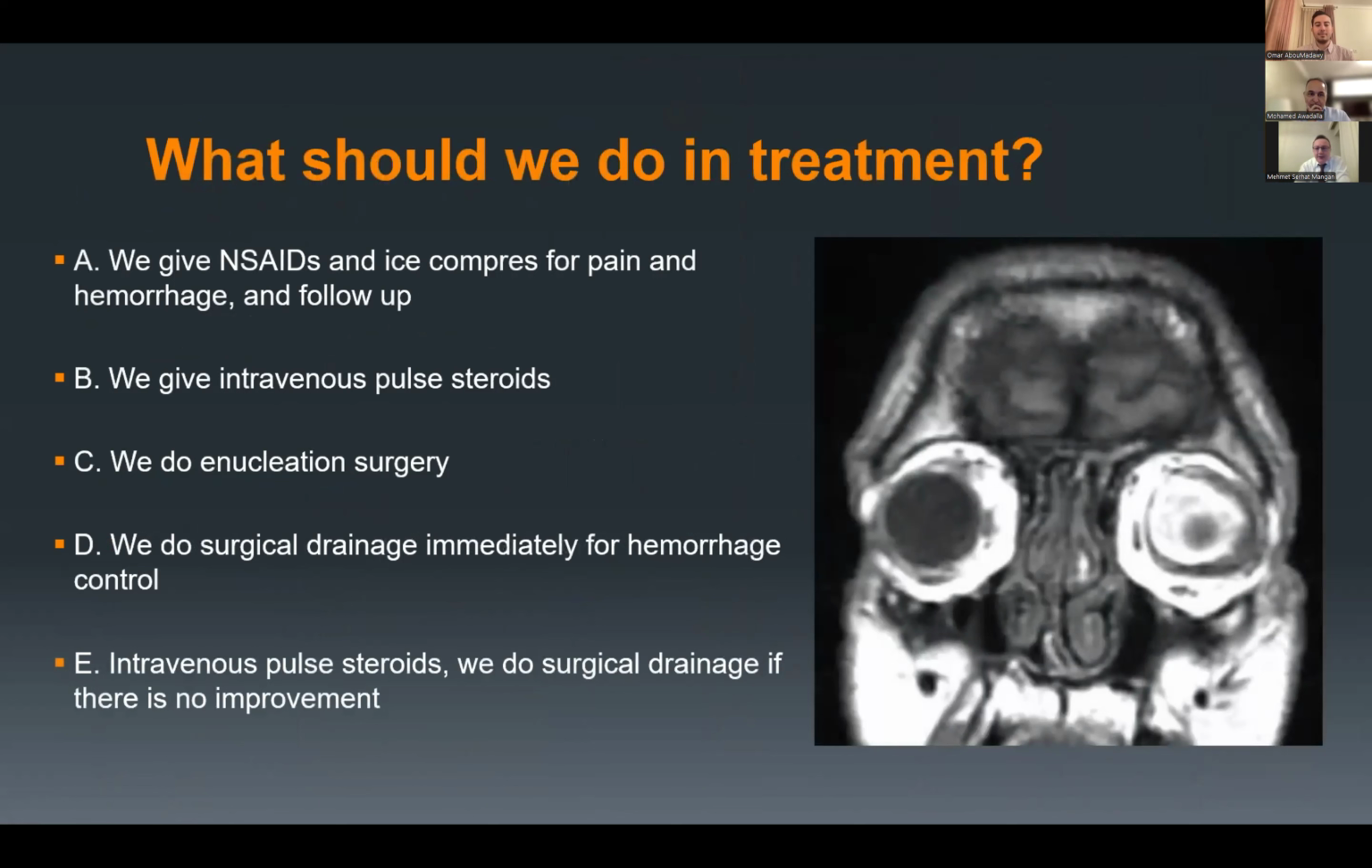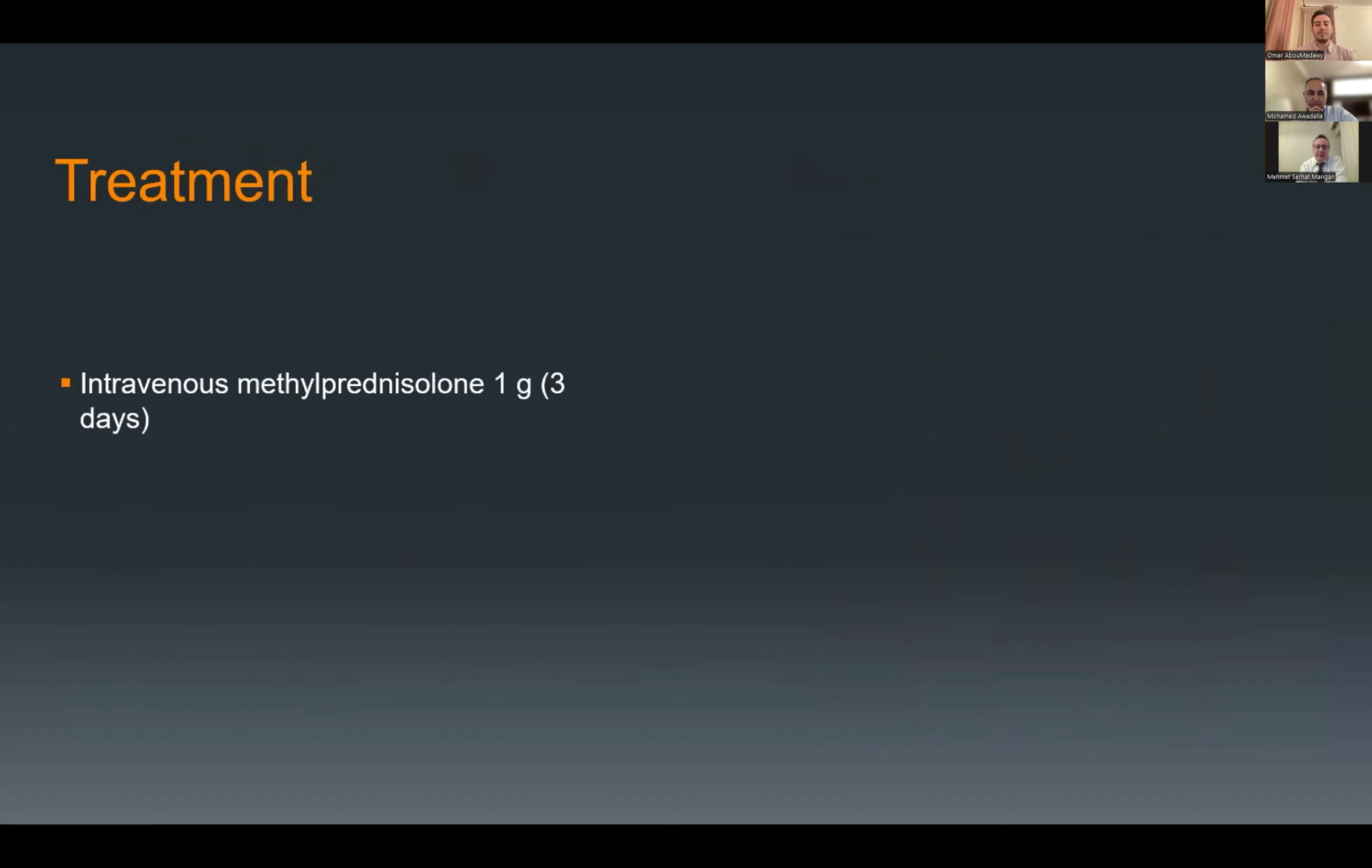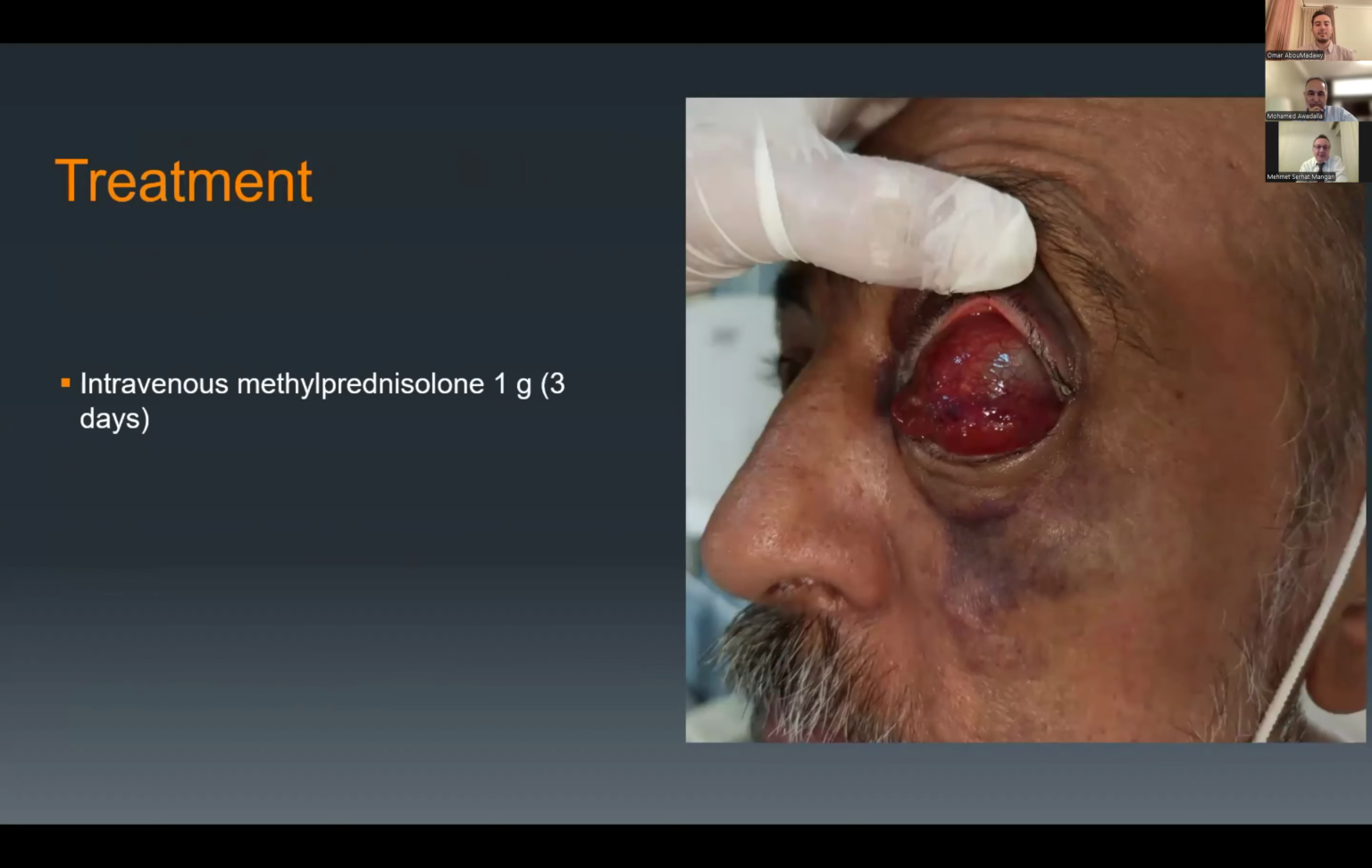What should we do in the treatment of this patient? We give non-steroid anti-inflammatory drugs and ice compress for pain and hemorrhage and follow-up. We give intravenous pulse steroids. We do enucleation surgery. We do surgical drainage immediately for hemorrhage control. Intravenous pulse steroids, and surgical drainage if there is no improvement. We choose intravenous pulse methylprednisolone, 1 gram for 3 days.